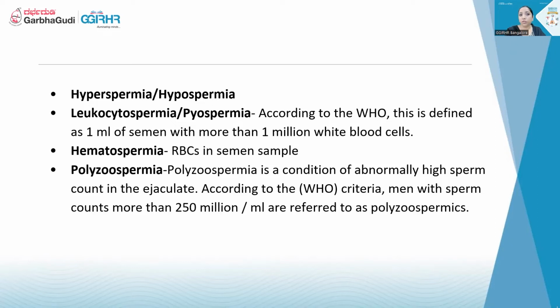Then you have polyzoospermia, again not defined by the WHO, but normally used. So it would be a condition wherein there are abnormally high sperms. According to the current WHO, it defines polyzoospermia as more than 250 million sperms per ml. So the WHO 2021 has defined this. Previous few editions did not have such terms. There would be only oligo, astheno, terato, and certain terms like pyospermia, polyzoospermia, globozoospermia have been added of late.